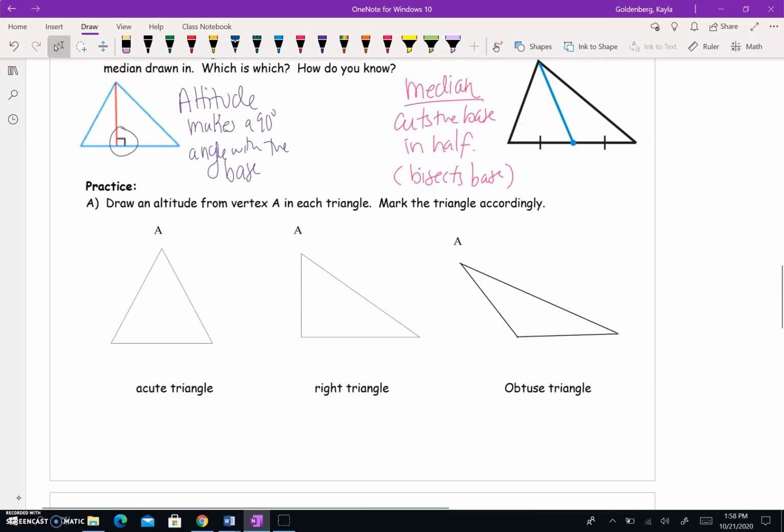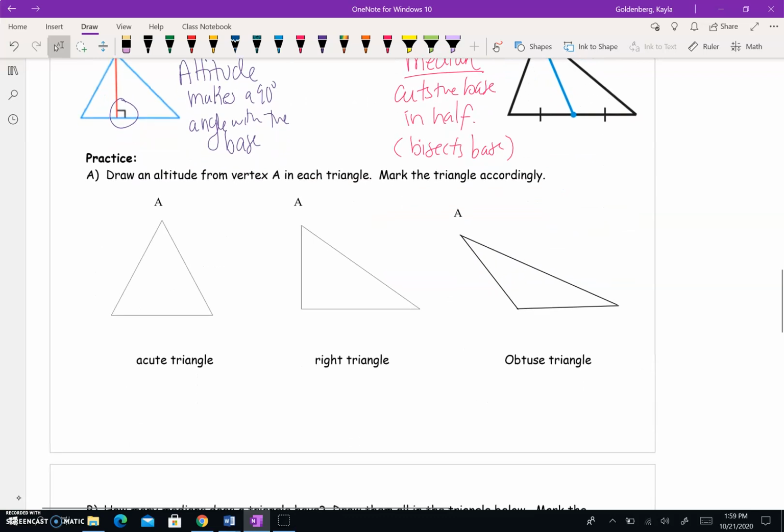Let's try a couple more. This practice problem says to draw the altitude from vertex A in each triangle. Starting from vertex A in the first one, remember, an altitude makes a right angle. I want to go straight down and make a right angle at the bottom. This next one is kind of weird, because if you start here and you want to make an altitude, it goes down and it hits the base where it makes a 90-degree angle. Notice if you move it to the right or to the left at all, it would not make a 90-degree angle, which is kind of interesting.